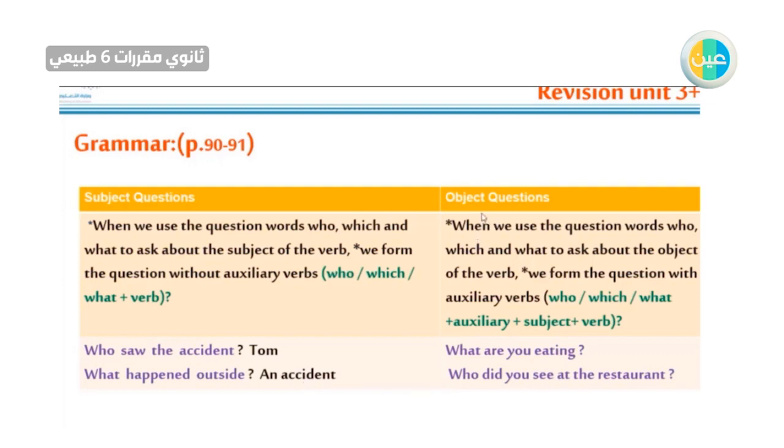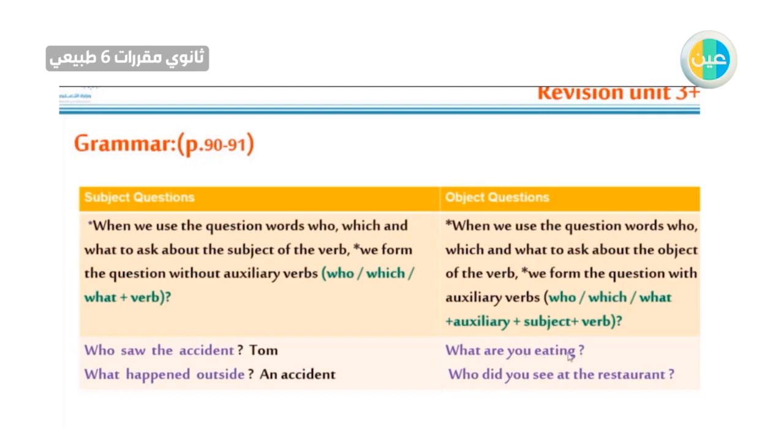What about object question? What if you want to ask about the object? When we use the question words who, which, and what to ask about the object of the verb, we form the question with auxiliary verbs. Here you need an auxiliary, okay? Who, which, what, then the auxiliary, then the subject, then the verb. Look here. What, or who, or which, then the auxiliary, for example, it is the present progressive, so will be are, then the subject, you, then the verb.